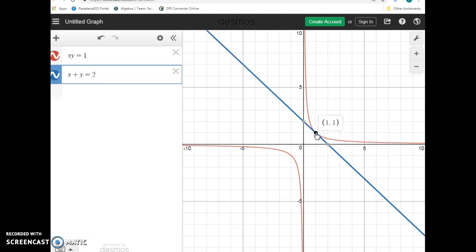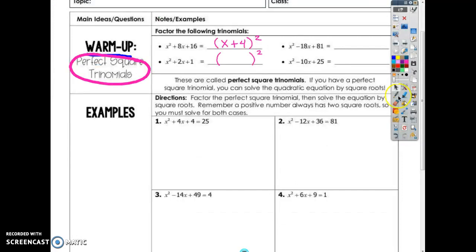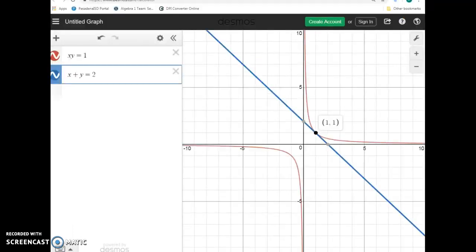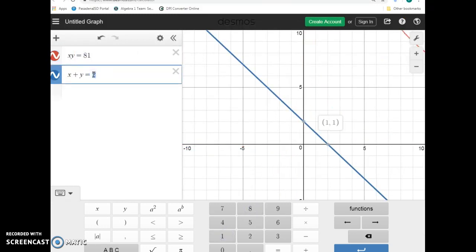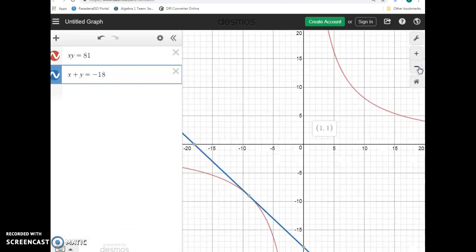So again, it's 1 and 1. Te va a dar lo mismo. So this is x plus 1 squared. These two are going to be minuses because I need two numbers that add and give me a negative 18. So when you put it in decimals, it's 81 and negative 18. So my two numbers are going to be negatives. Negative 9, negative 9. So it's x minus 9.